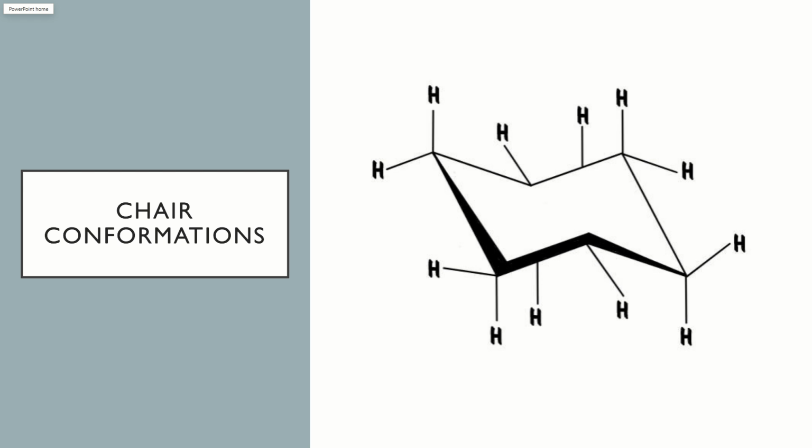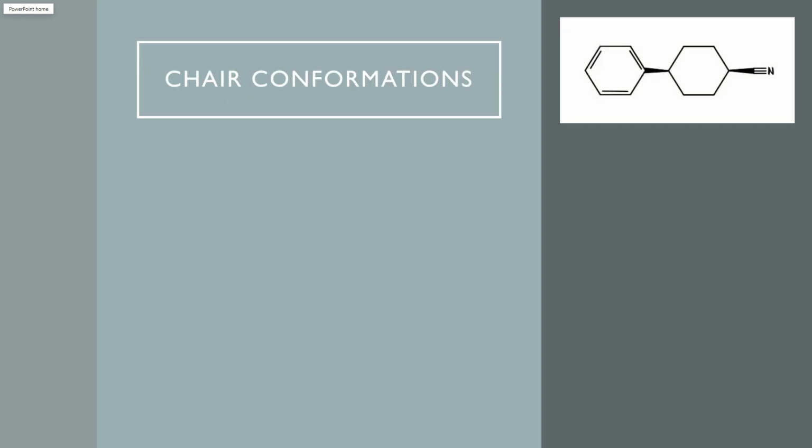Cyclohexane can adopt two chair conformations, and in each, substituents can either be in axial positions, which is either up or down along the ring's axis, or equatorial positions, which is tilted outwards. In 4-phenyl cyclohexane carbonitrile, the cyclohexane ring has two substituents, a phenyl group on the fourth position and a nitrile group on the first.